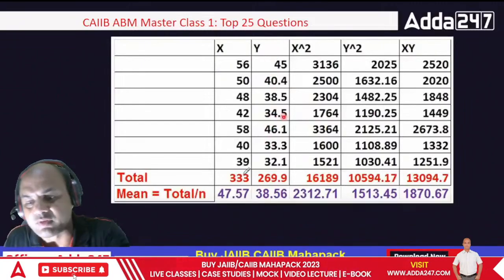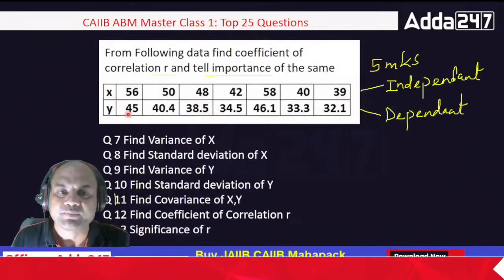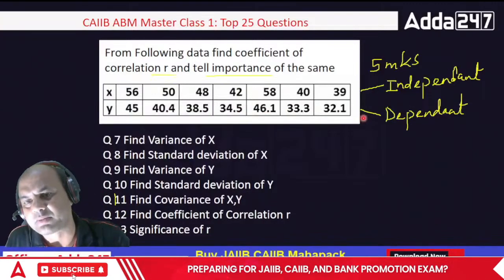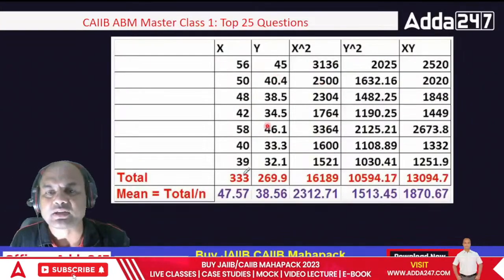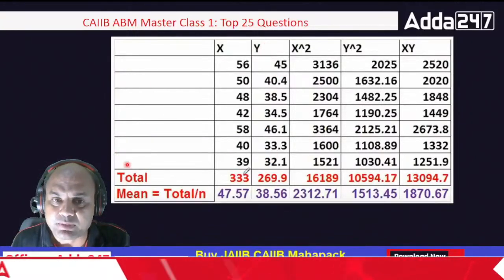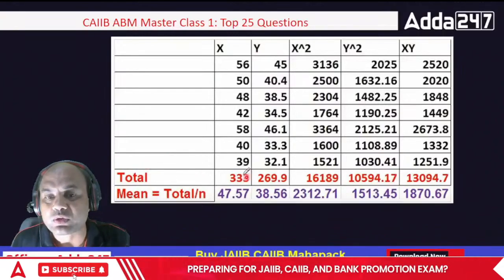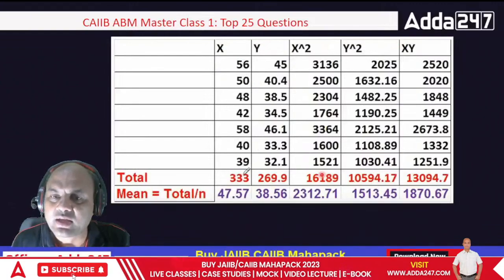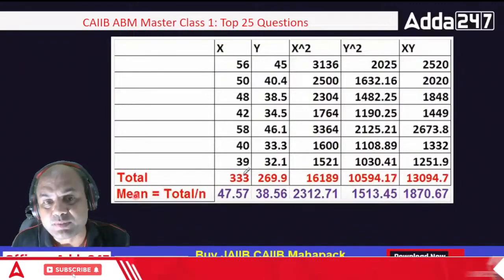Now what are the Y values? Look at this. These are the Y values: 45, 40.4, 38.5, 34.5, and so on. So these are the values I have written. Then next, look at the below part also. We have to do the total first: x total, y total, all these totals. Then we have to find the average, the mean.